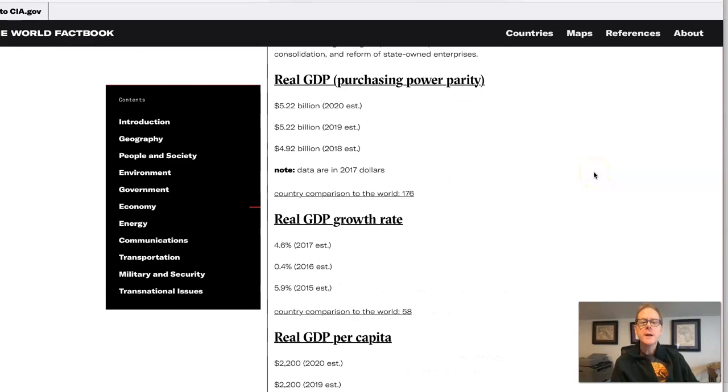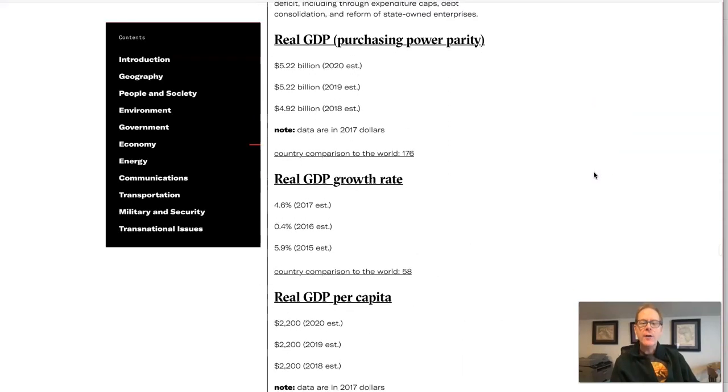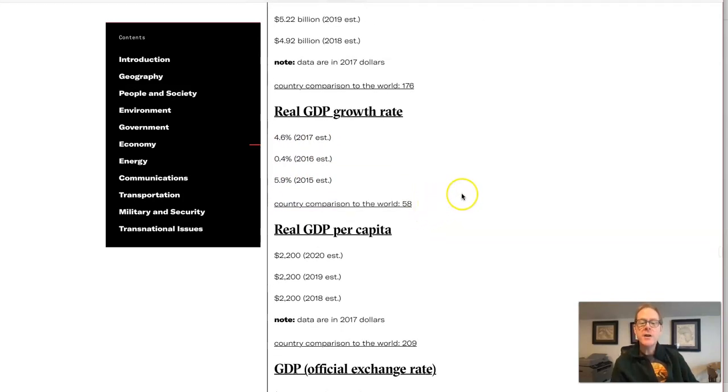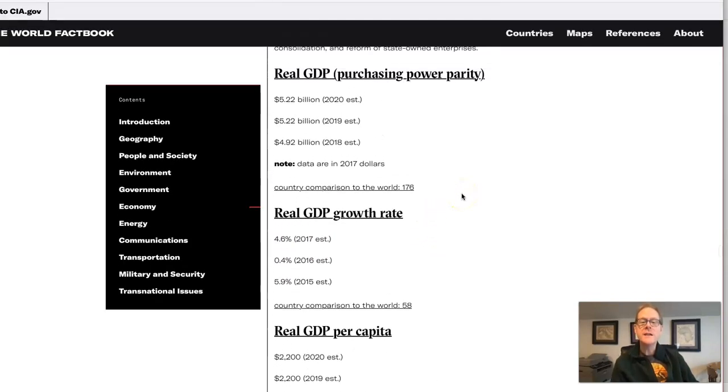All right, what do we have? Real GDP growth of 5.9% and then 0.4% and then 4.6%. So not so bad. Country comparison to the world, 58, whereas in real purchasing power, they're 176.